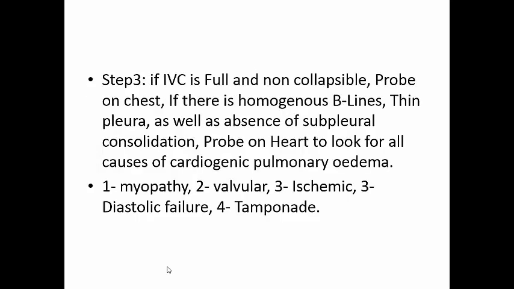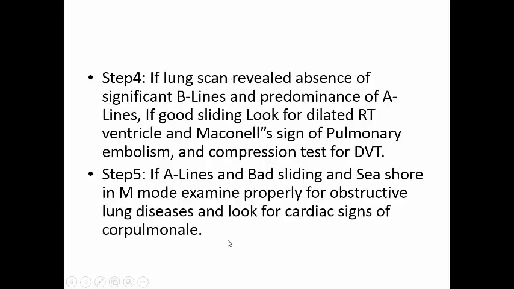If the inferior vena cava is full and non-collapsing, probe on the chest. If there are homogenous B-lines, seen pleura, as well as absence of subpleural consolidation, probe on the heart to look for all causes of cardiogenic pulmonary edema: myopathy, valvular, ischemic, diastolic dysfunction, and tamponade. Step 4, if the lung scan reveals absence of significant B-lines, predominance of A-lines, if good sliding, look for dilated right ventricle and the McConnell sign of pulmonary embolism and the compression test for DVT.